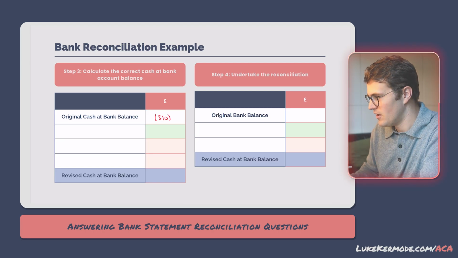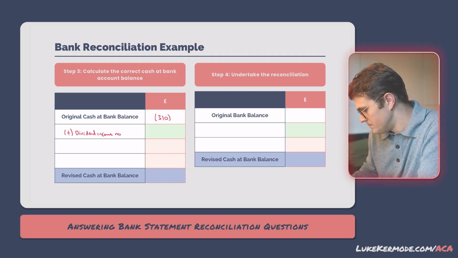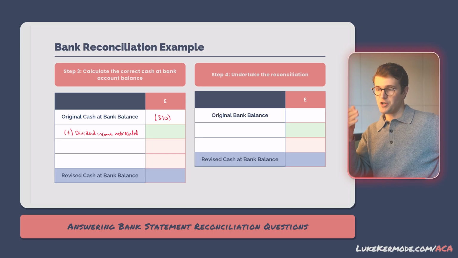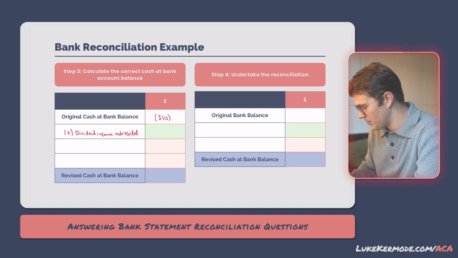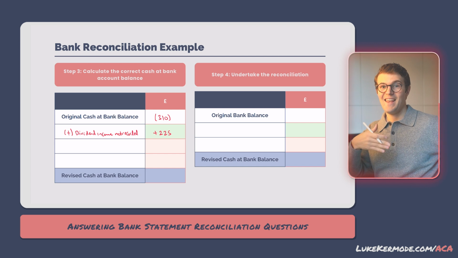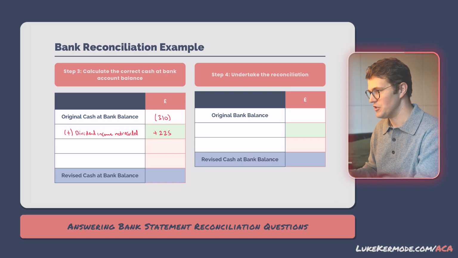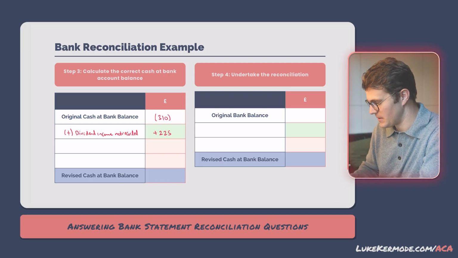So we have first the dividend income, which wasn't recorded in the nominal ledger. So the £225 dividend income that was omitted needs to be added back to the cash at bank account balance of negative £310, because it's a positive adjustment, so it's going to increase our cash balance.